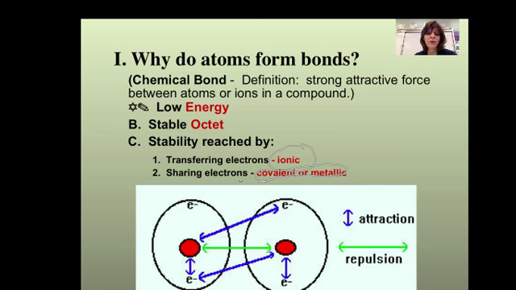They hold together because if they get close enough, there's an attraction between the nucleus and the electrons of their own atom and the opposite atoms. Now, there is a repulsion between the two nuclei, so the attractions have to be greater than the repulsions for it to be a stable bond.